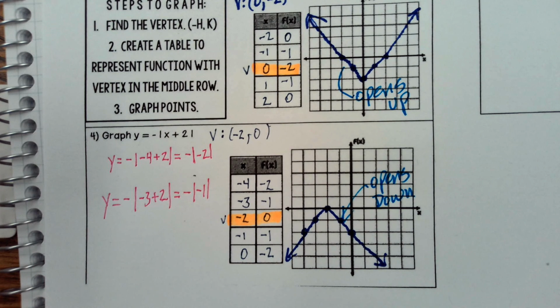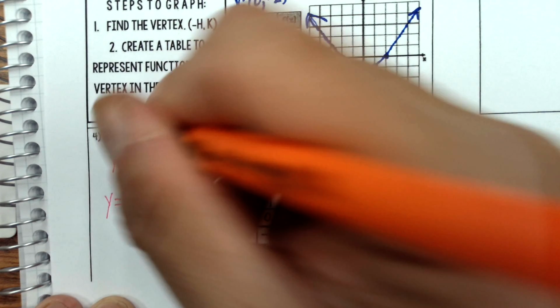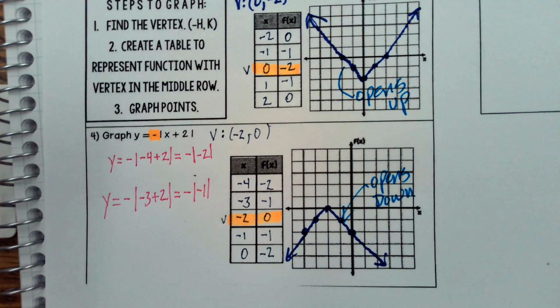Why do you think, what causes one of these functions to open up or open down? What do you think? That being outside of the... This maybe? The negative or the opposite sign?